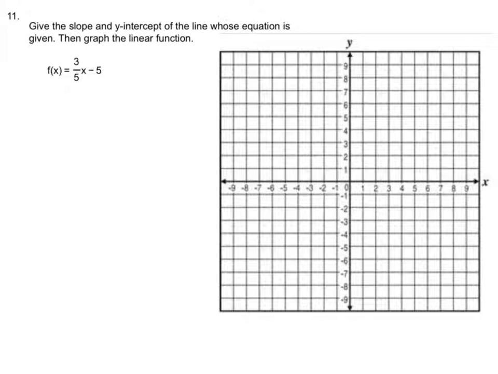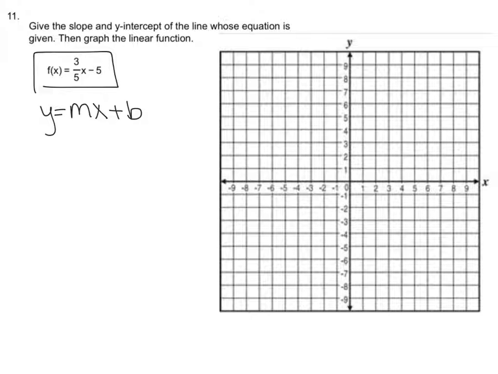Give the slope and y-intercept of the line whose equation is given, then graph the linear function. I have f of x equals 3/5 x minus 5. This function is in slope-intercept form, or y equals mx plus b form.